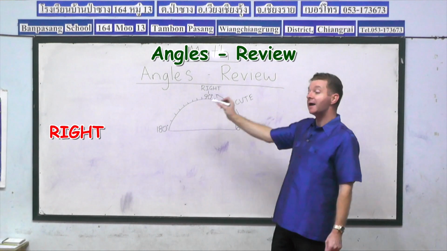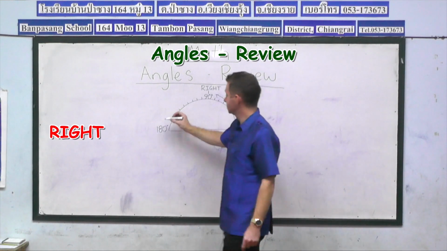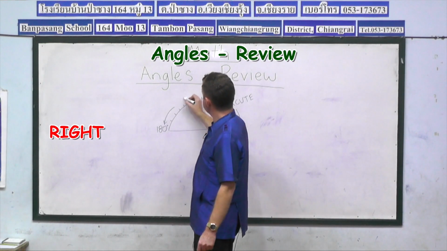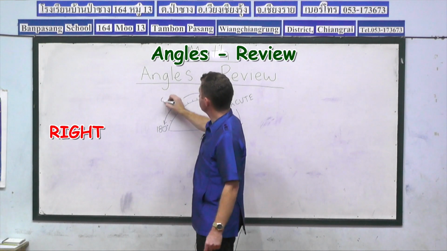Now, from 91 degrees to 179, what type of angle? Not acute, we have obtuse. Well done. All of the angles in this category, obtuse.